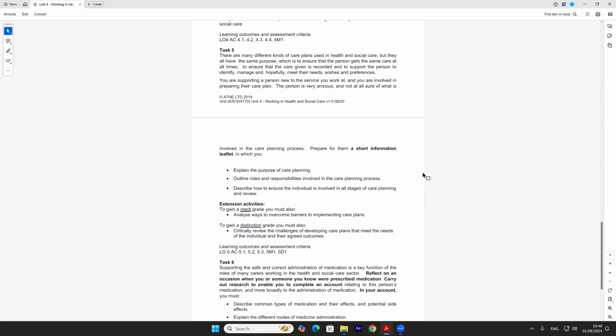So all of these are important because understanding the roles and responsibilities in care planning is crucial for ensuring that every aspect of an individual's care is considered and that the care plan is implemented effectively. It also ensures that everyone involved knows their role and how they contribute to the overall care process. Then we have describe how to ensure the individual is involved in all stages of care planning and review. Involving the individual in every stage of care planning and review is fundamental to person-centered care, so how can we ensure their active participation?